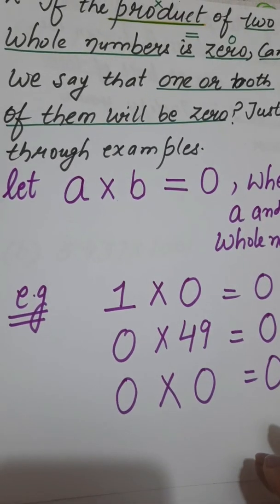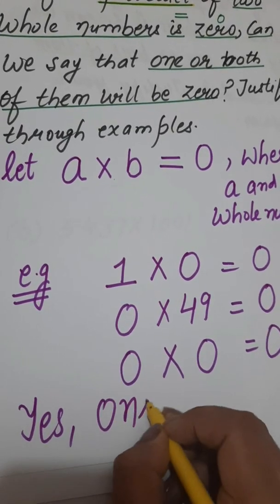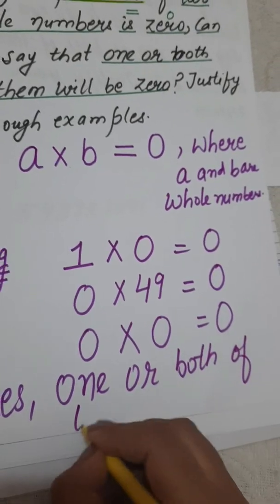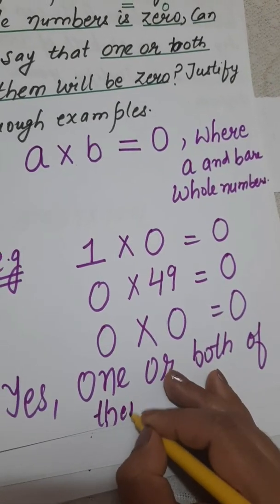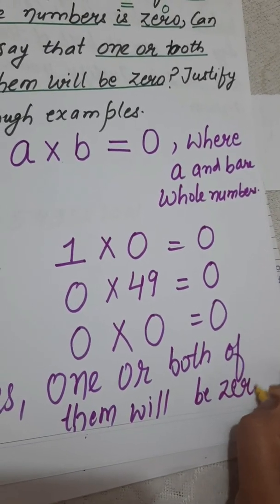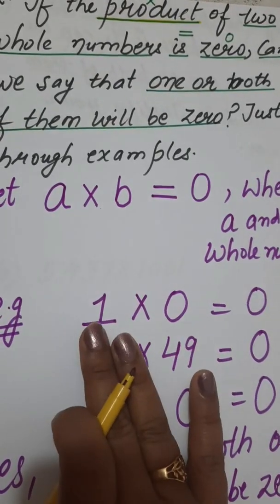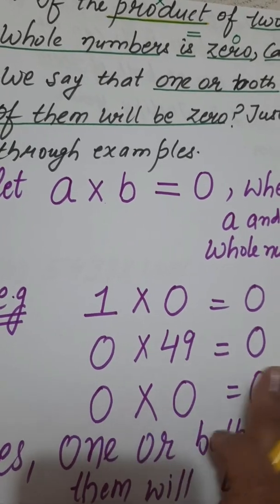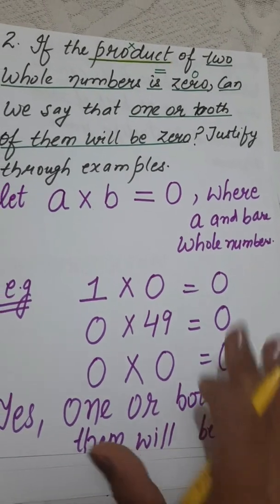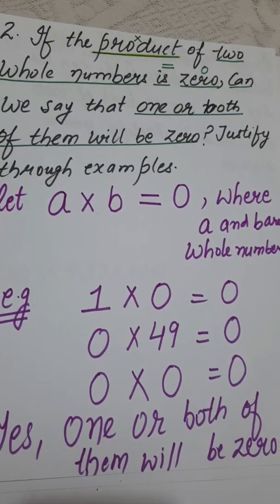My final answer is 0. So I will write yes, one or both of them will be 0. When the final answer is 0, if we multiply the given number by 0, or both the numbers are 0, then the answer will be 0. So this is our final answer. One or both of the whole numbers will be 0. Either one is 0 or both of them will be 0.